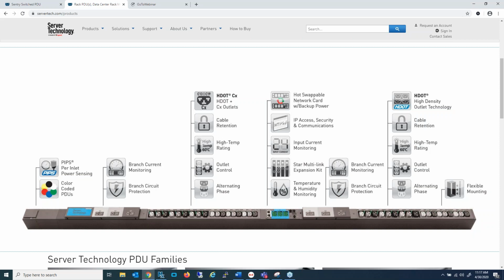So in conclusion, you must monitor both line current to avoid tripping the upstream breaker, and you need to monitor branch current specifically to avoid overloading a circuit breaker in the PDU. And with that, I will pass it back to Joel.